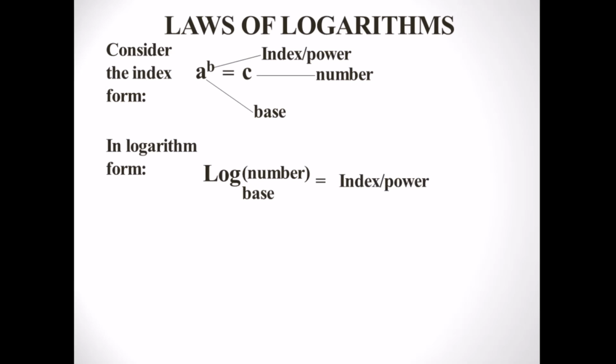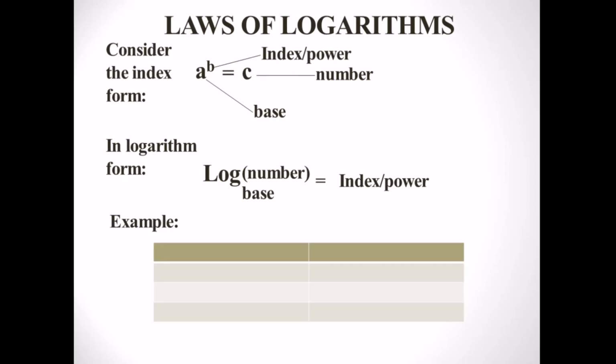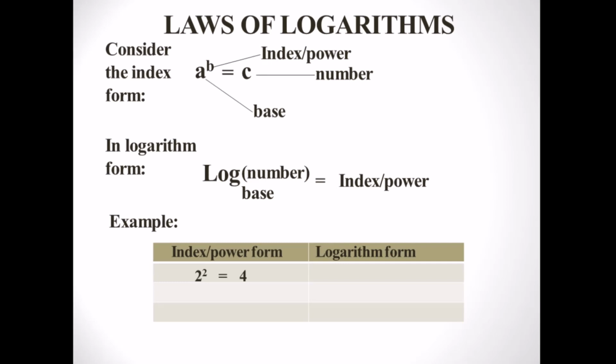For example, suppose we have a table where on the left hand side we have the index or power form of a number, and on the right hand side the logarithm form. If we have 2 raised to the power of 2, this gives us 4. To write this in logarithm form, it is the logarithm of 4 to base 2, which gives us 2. Remember, 2 is the index or the power, 4 is the number, and 2 is the base.